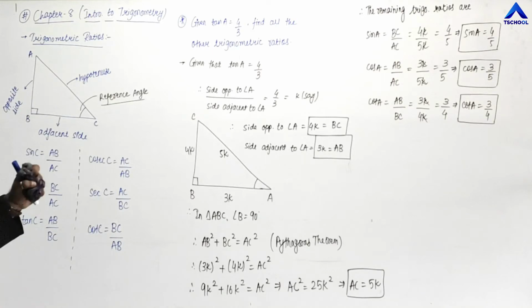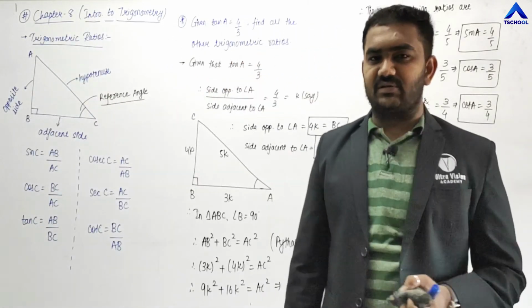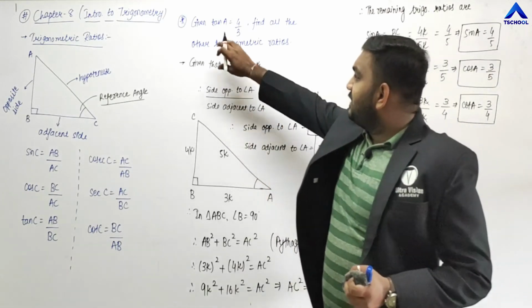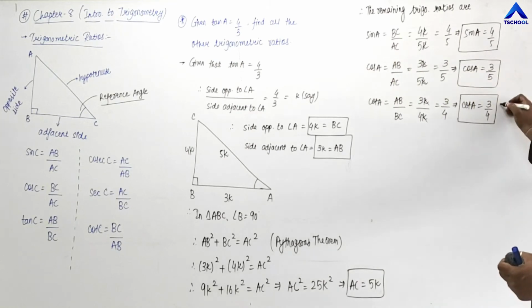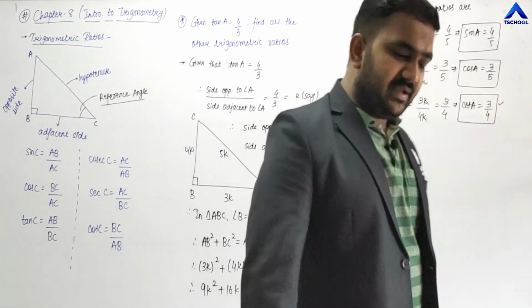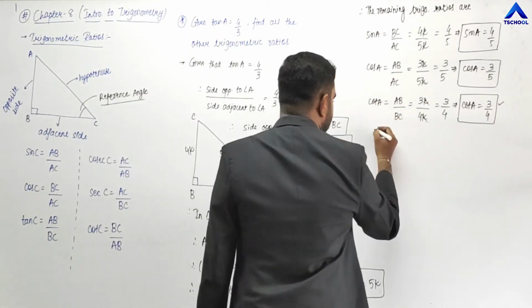Now friends, we have seen in the previous lecture that tan and cot are inverse of each other. So you can see that tan A is given as 4 upon 3 and we got cot A as 3 upon 4. So both are reciprocal of each other or inverse of each other. Is this thing clear? So that is how we get the ratio for cot A.